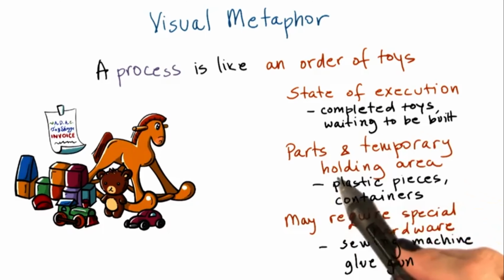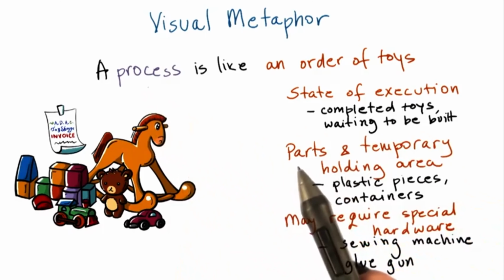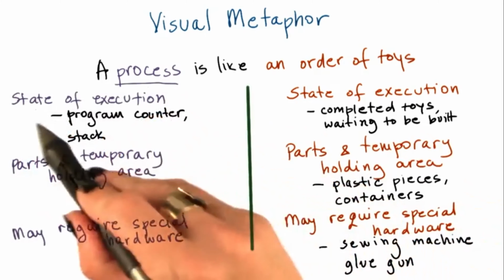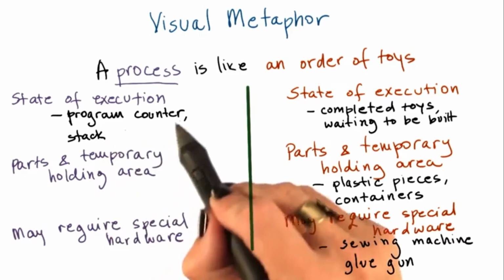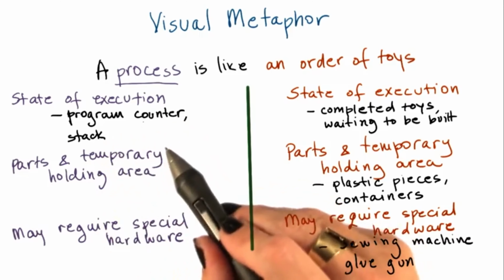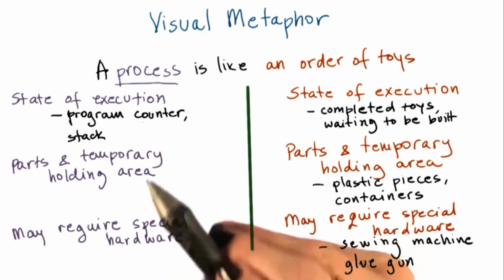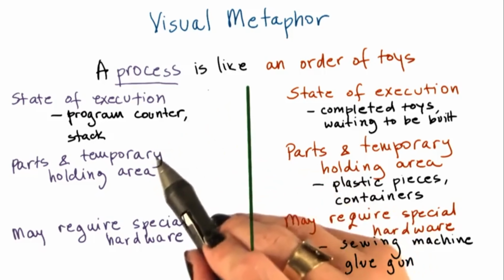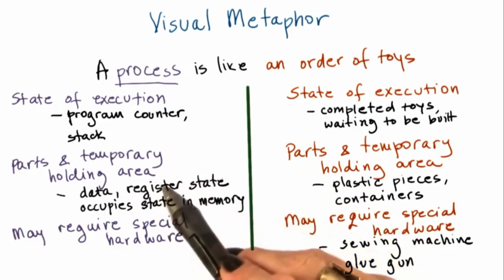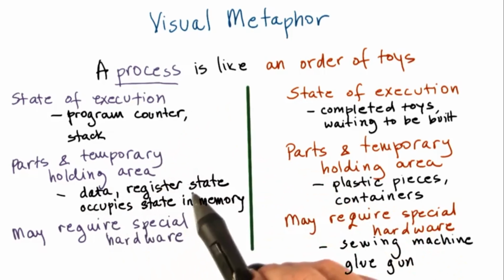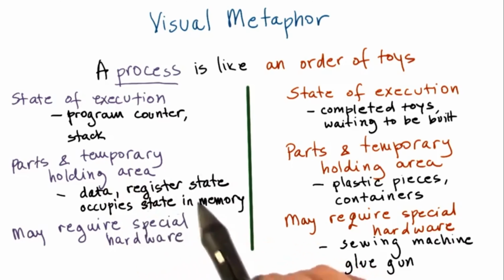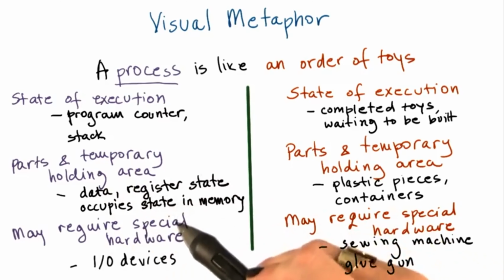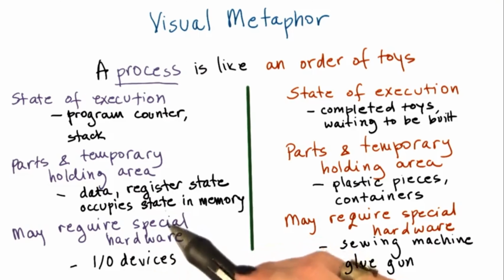So how does all of this compare to a process and an operating system? Well, a process also has its state of execution, described with the program counter and the stack pointer. All this information is used by the operating system to decide how to schedule the process, how to swap between multiple processes, and for other management tasks. In order to execute, the process needs some data. There's some state in registers, and it also has some temporary holding area. For instance, it occupies state in memory. And finally, executing a process may require some special hardware, like I/O devices such as disks or network devices.